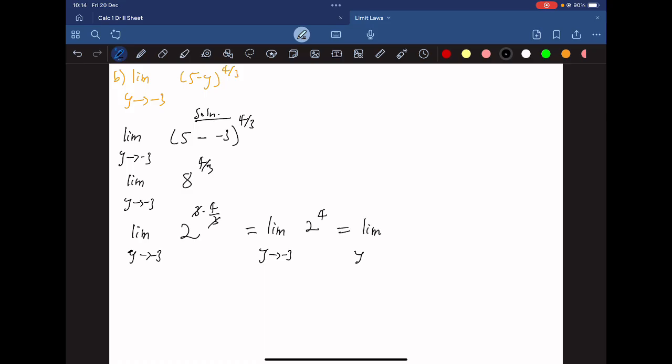And note that 2 to the power of 4 is 16, right? Limit of a constant is that constant. So our answer in this case is 16. I hope this is clear enough.